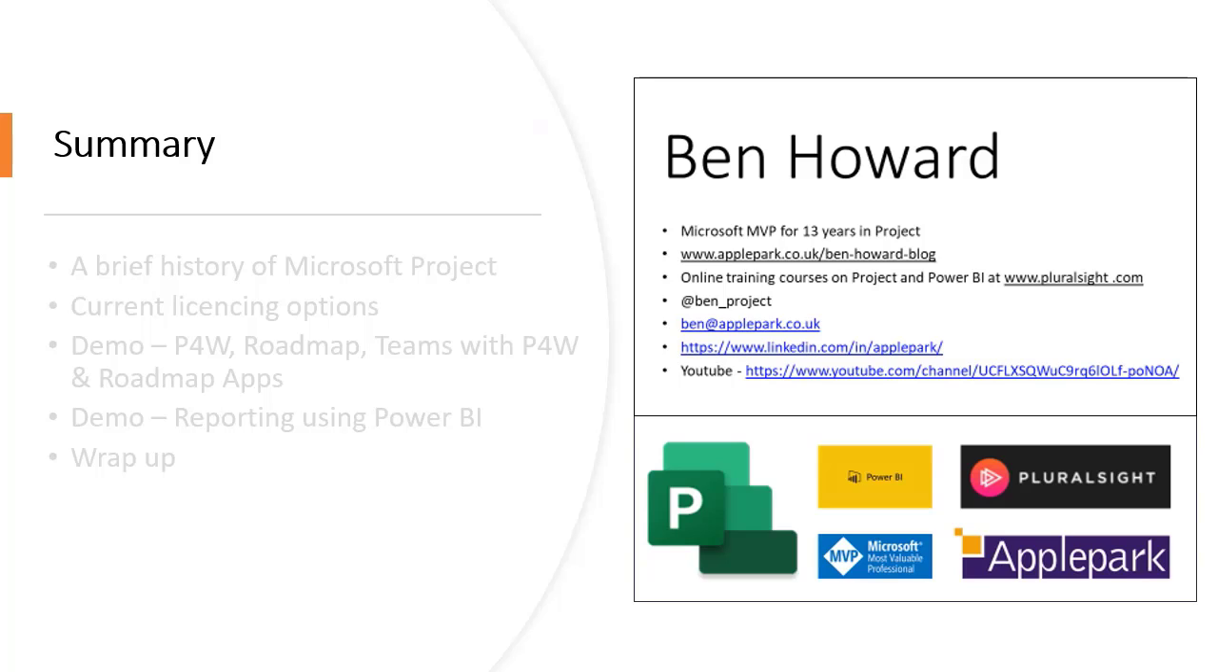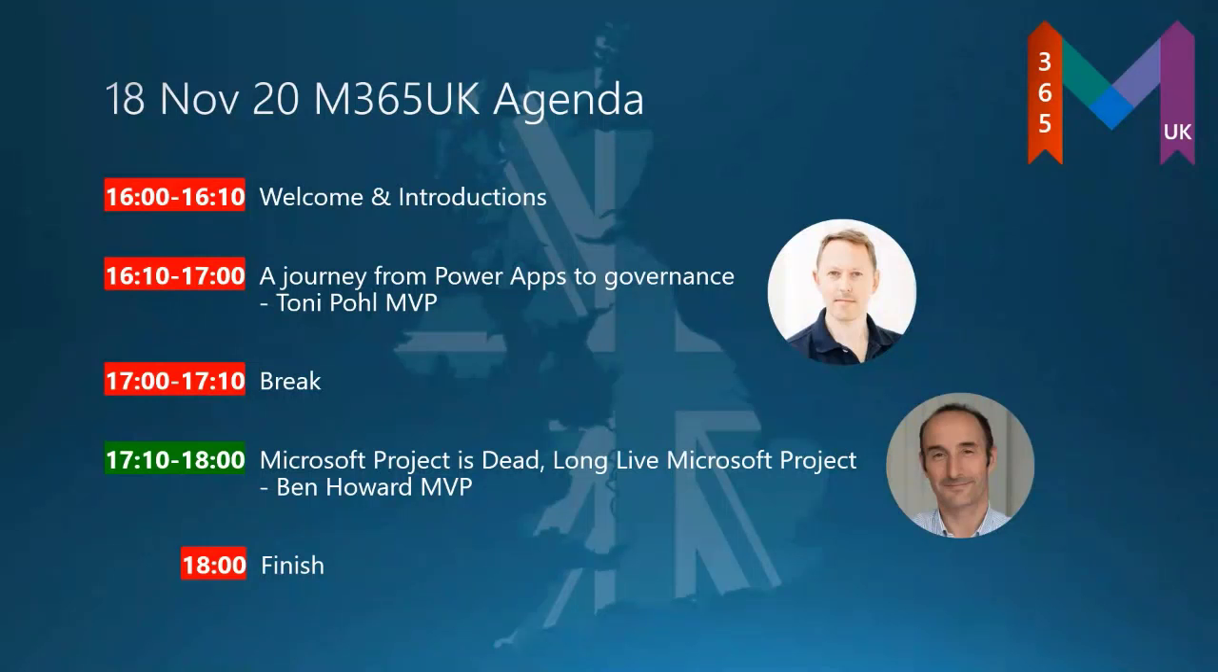So things like baselines, different views, effort versus duration, effort-driven tasks, etc. None of that really has made it into Project for the web yet. Microsoft's general idea is that they wanted to get an MVP, a minimum viable product, out to the marketplace, then get the feedback, and then start to add in the features and functionality that they know people are using in the full fat client and that they know people want based upon feedback on UserVoice.